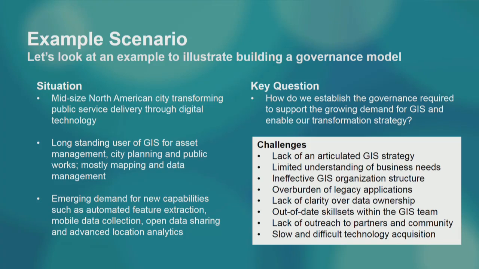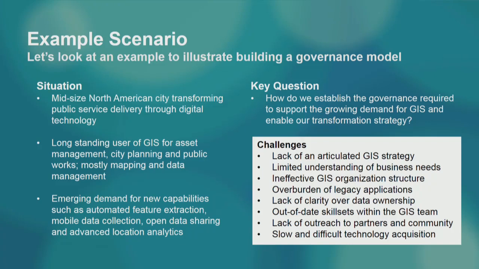In this example, imagine a mid-sized North American city, and they're working on transforming their public service delivery through a digital transformation program. A lot of you are going through that right now, looking at how you're delivering your services using digital tools, whether it's GIS, mobile, or big data, real time, but changing how service delivery to the community is provided through digital technology. They're a long-standing user of GIS, okay? So they use it for traditional types of GIS.